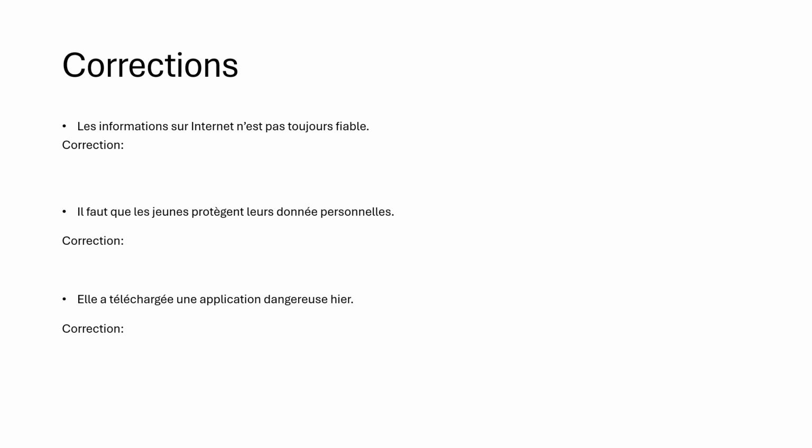So I've put 3 sentences here. They've all got at least one error, and the task is for you to identify the error and to provide the correct sentence. You can do this in your head or write it down if you'd like. So looking at the first one. Les informations sur Internet n'est pas toujours fiable. So there's at least one error in here, and let's see what it is.